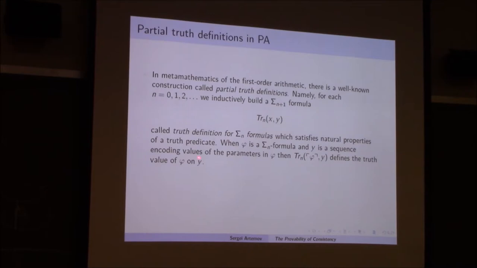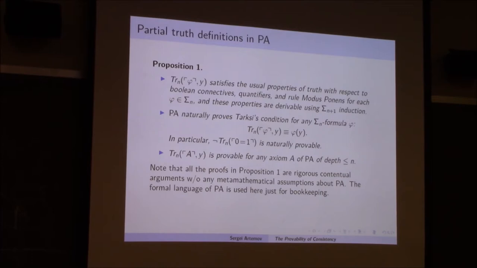Just to say that y is a sequence encoding values of parameters, because since you argue about first order formulas, they're not sentences, they have parameters. So this is going back to the fact that induction is a schema. It's too deep. I'm not endorsing this, but this is a proposition. The key point is number two. Peano naturally proves the Tarski condition for any sigma formula phi: the truth formula on the Gödel number of phi and y is equivalent to phi with y as parameters. And this thing is provable from sigma n plus 1 induction.